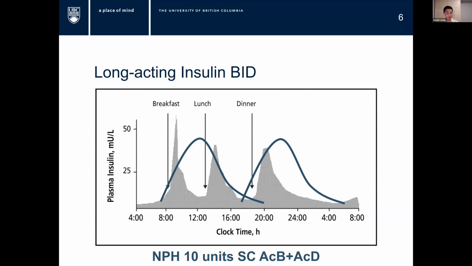There may be special circumstances where we might use NPH, for example, once a day NPH in the morning if somebody is on prednisone, which aligns with the pharmacokinetics of prednisone and of NPH insulin, but we're not really going to talk about that too much further here today.